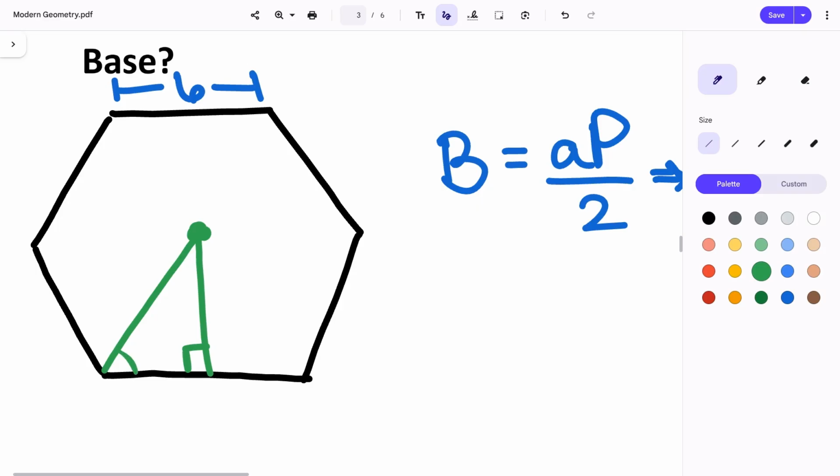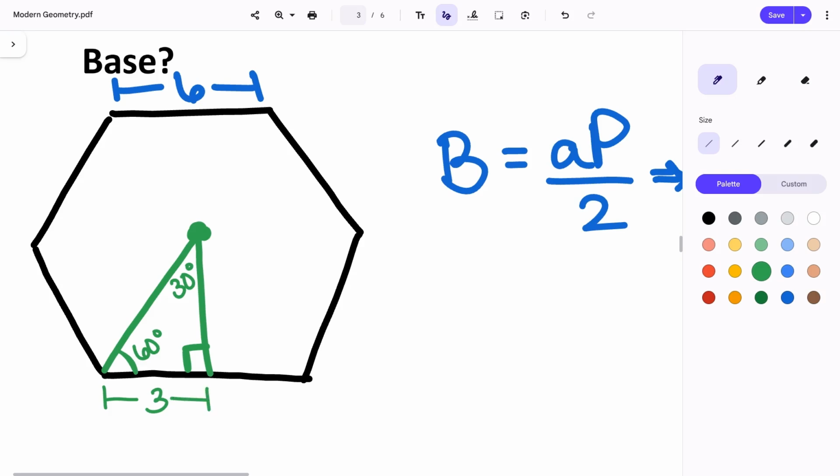60. This is 60, which means this one has to be 30. Okay, so we're dealing again with a 30, 60, 90 triangle. Hopefully you're feeling a little more comfortable working with the 30, 60, 90 triangle because you've had to do it a lot. How long is the short side of this triangle? 3, because it's half of a side length. So this is going to be 3.